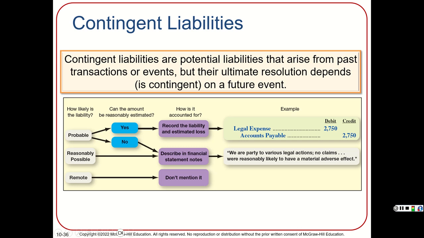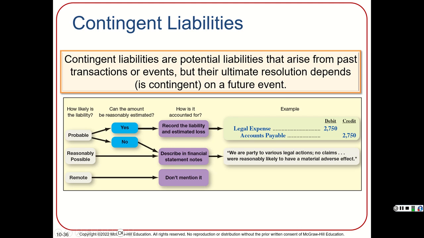It's probable that the liability is going to happen. We just don't know how much it could be. So what happens here is that you don't put anything in numbers. You don't put any numbers on your balance sheet, any numbers on your income statement. You're just going to describe it in a note.